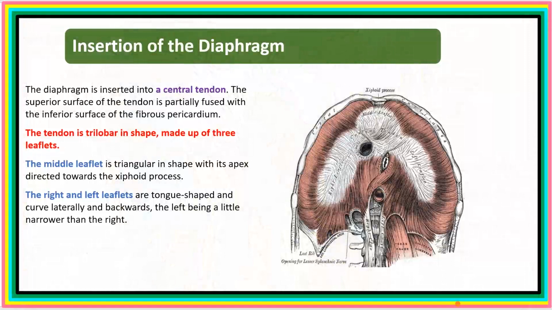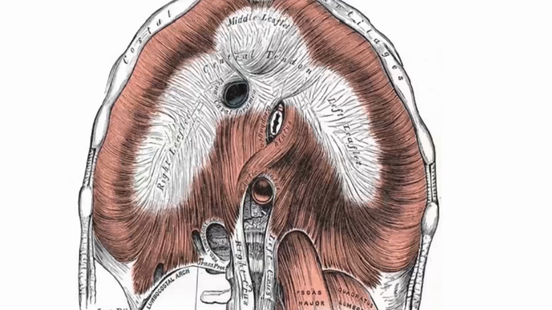We will now consider the insertion of the diaphragm, having looked at the various points of origin. Now, the diaphragm is inserted into the central tendon. We can recall that here is the central tendon of the diaphragm. This central tendon can be seen to be having three components. Sometimes we say it is trilobar in shape. So we can see the right part here, the left part, and the middle part.